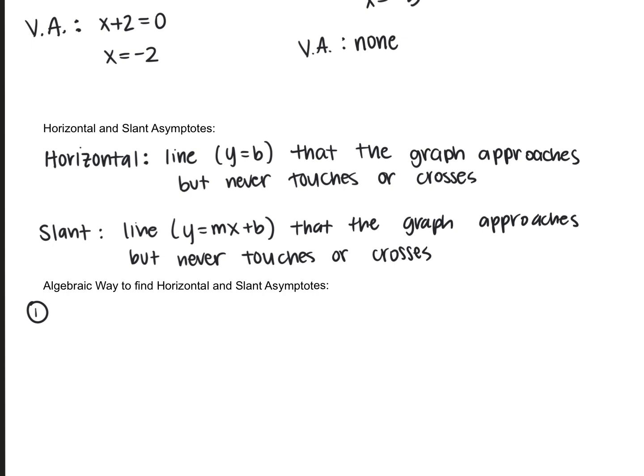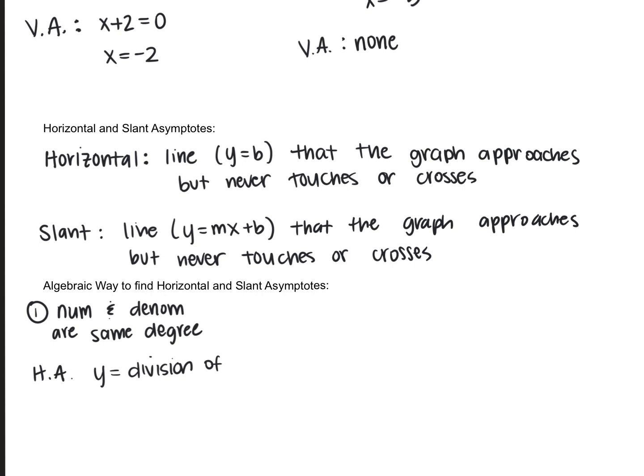So the first one is when you have a rational function where your numerator and denominator are the same degree. So I'm going to abbreviate numerator and denominator. So numerator and denominator are same degree. And when that happens, you have a horizontal asymptote, where y equals the division of the leading coefficients. And I'm going to abbreviate leading coefficients as LC.